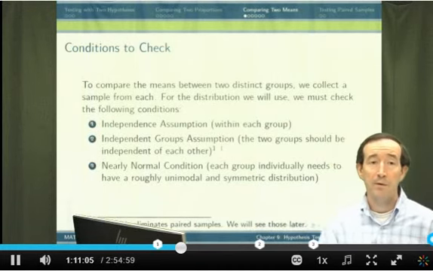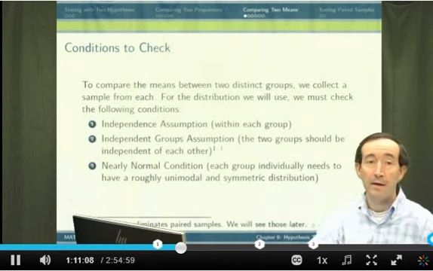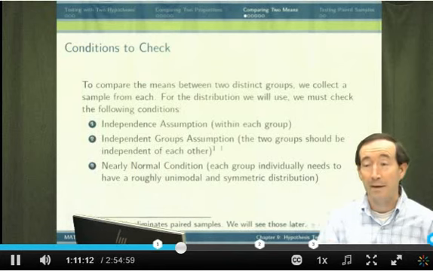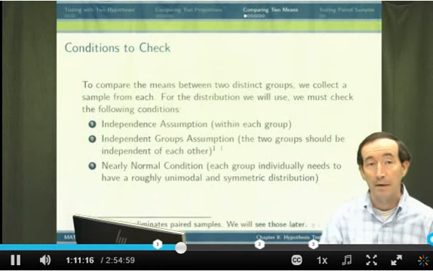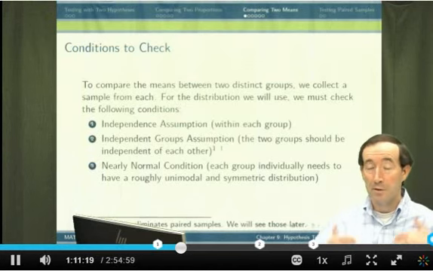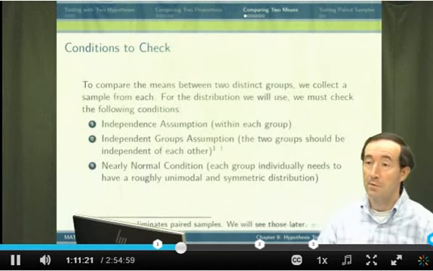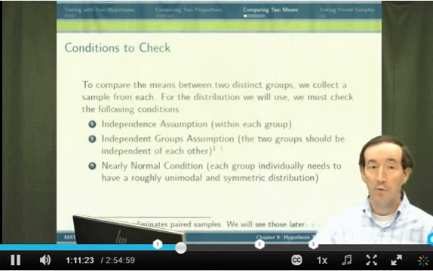if we're measuring something from one individual before and after a treatment, if it's the same individual, then obviously those two things are going to be connected to each other. So those two groups of measurements would not be independent. And that's one of the many reasons why we cannot use a two-sample test in that situation. We don't have independence of groups.